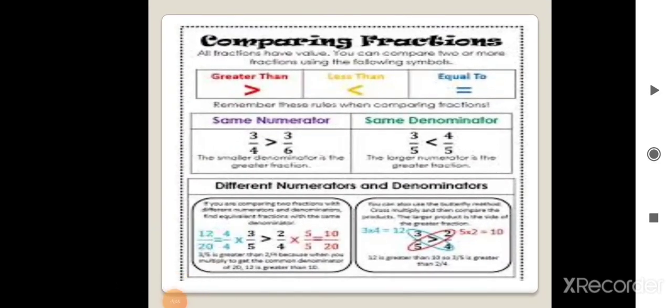Okay, let's wrap up what we learned today. We talked about comparing fractions. We have three ways. The first one is when the fractions have the same numerator. The second one is when the two fractions have the same denominator. The third one is when the fractions are different in their numerators and in their denominators.